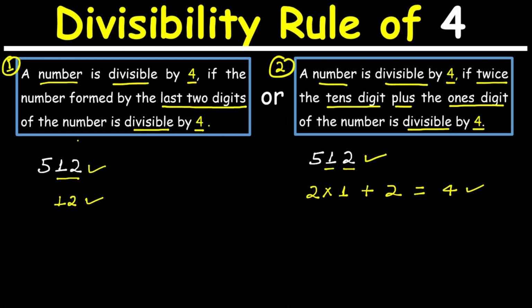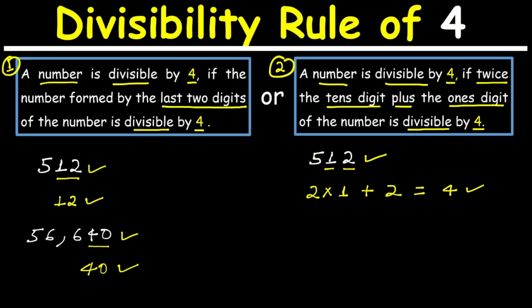Let's see another example. Is the number 56,640 divisible by 4? Let's test it with the first rule. The number formed by the last two digits is 40. And we know that 40 is divisible by 4 because 40 divided by 4 is 10 and its remainder is 0. Therefore, as 40 is divisible by 4, the number 56,640 is also divisible by 4.